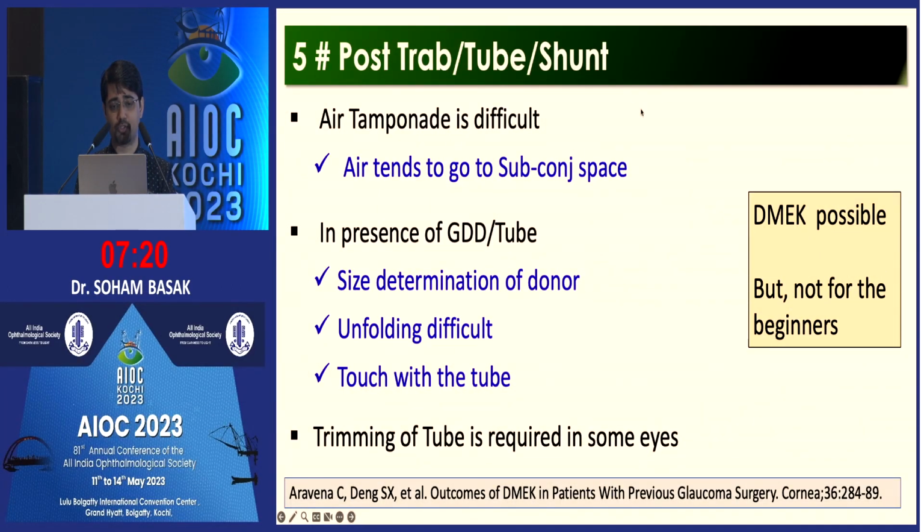Post-trab and post-tube shunt glaucoma patients can be taken up, but the air tamponade is difficult because air tends to escape through the pre-existing opening. And also the graft size has to be slightly smaller to make room for the tube.